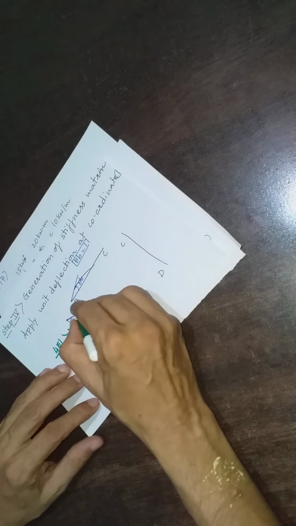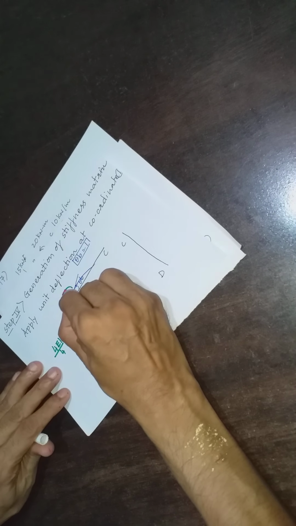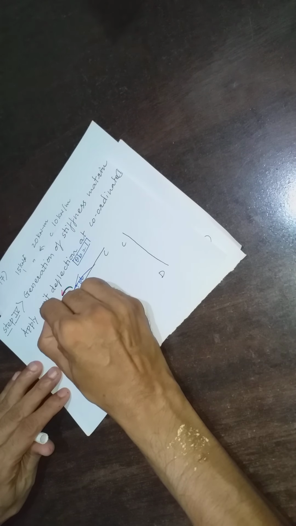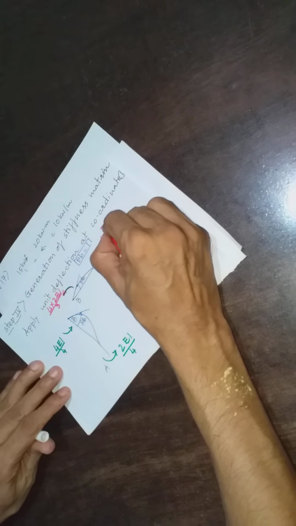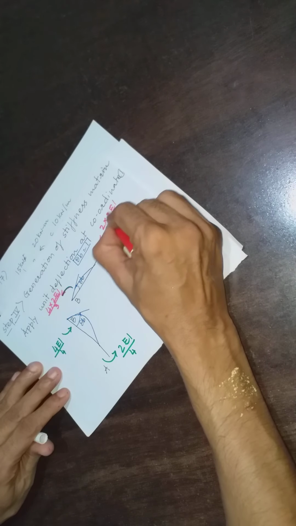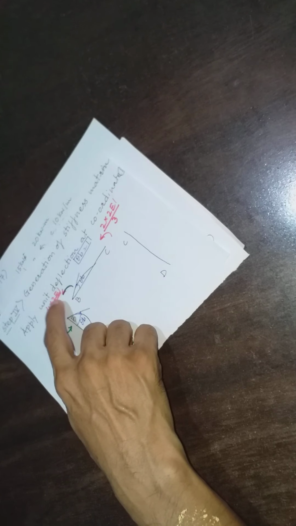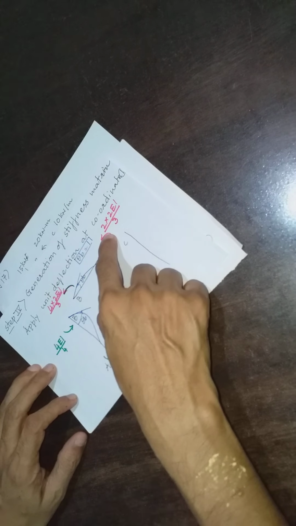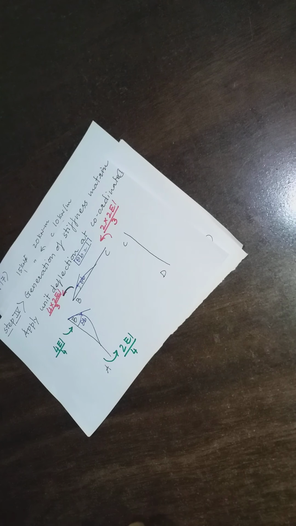These are the moments. Now what is for BC? For BC it will be 4 into 2 EI by 3, because I is 2I, and at C it will be 2 into 2 EI by 3. Moment will be anti-clockwise at B, 4 into 2 EI by 3, at C 2 into 2 EI by 3. Now my friends, here I need to consider the reactions.